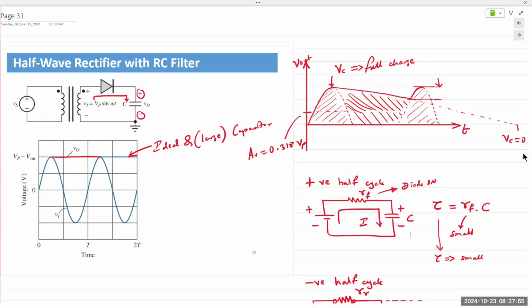So, at its most basic, we can take a small transformer, connect a single diode, connect a 1,000 microfarad capacitor on it, and you get a reasonably flat line. Why do you say one cycle? 1/60th of a second. That is correct.